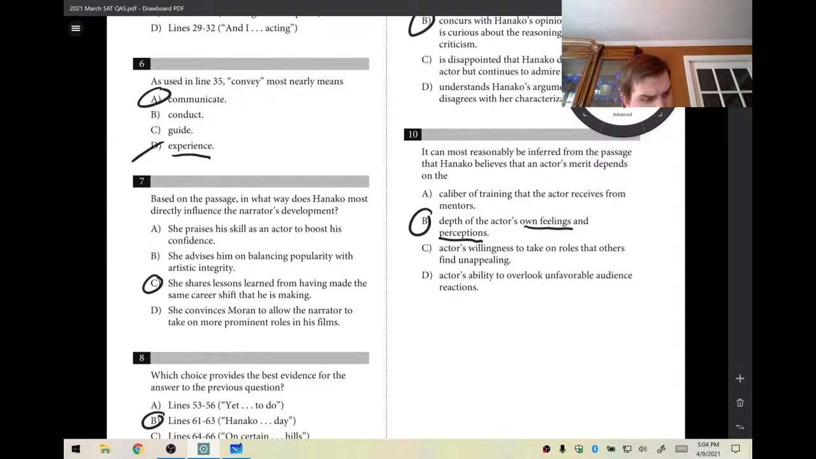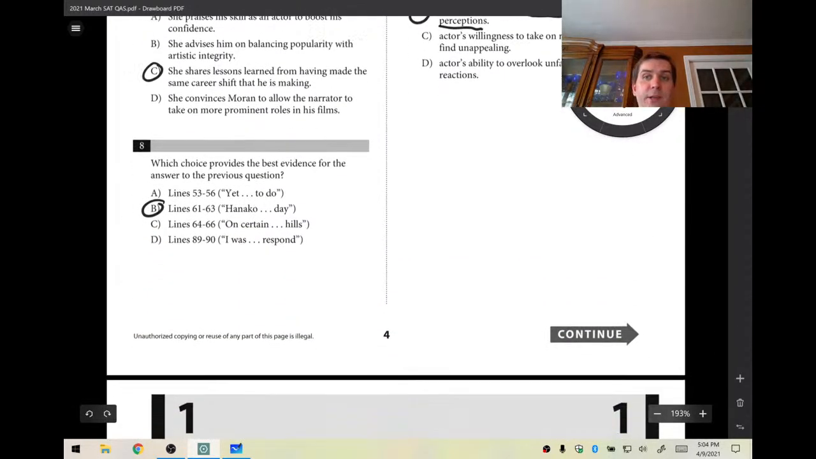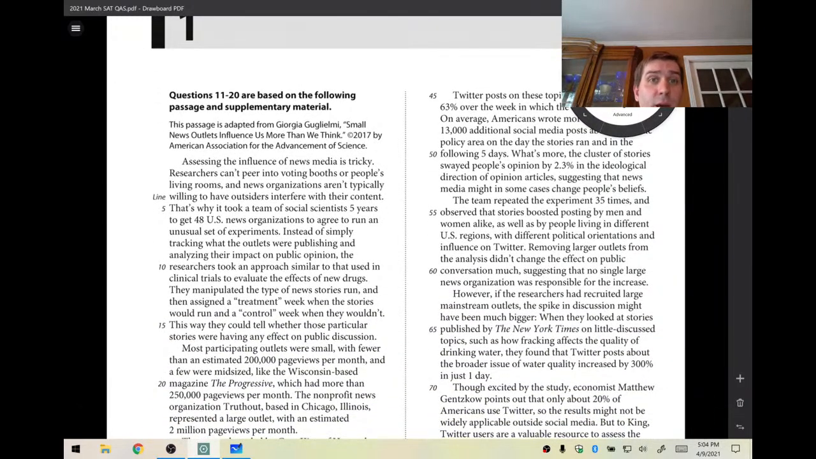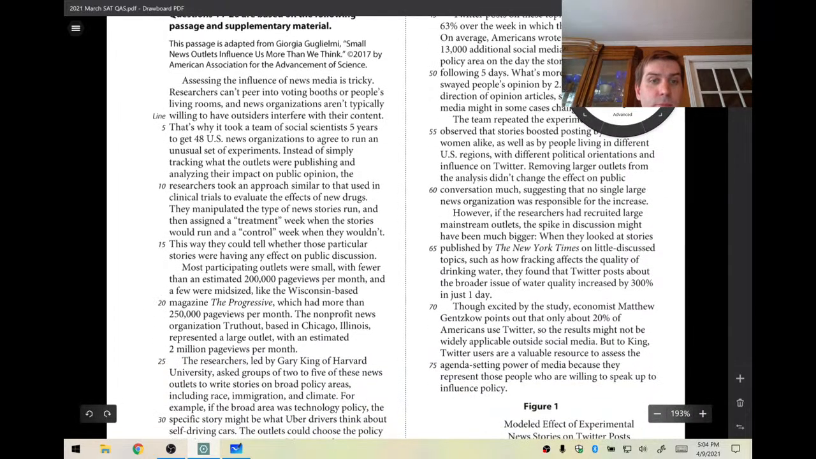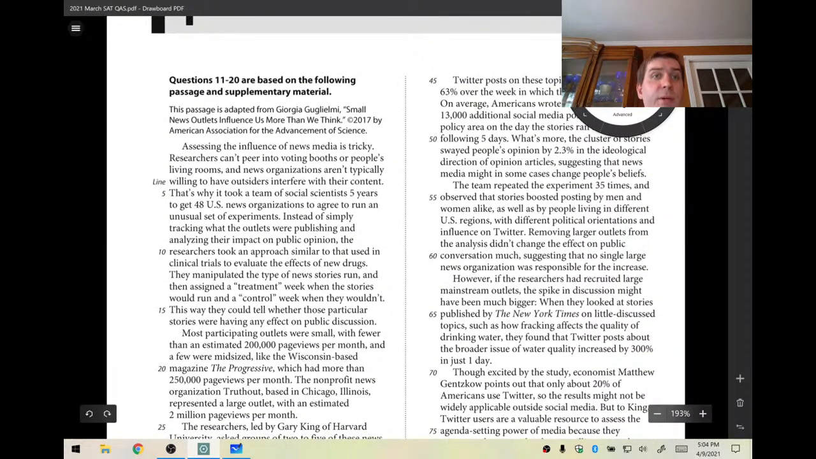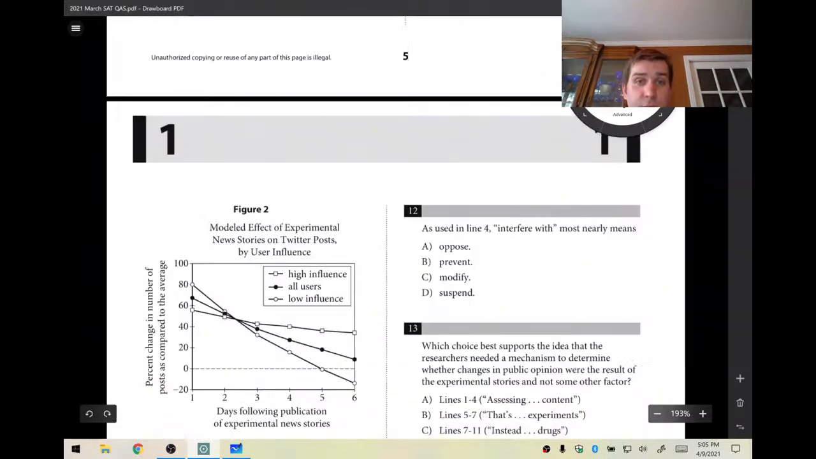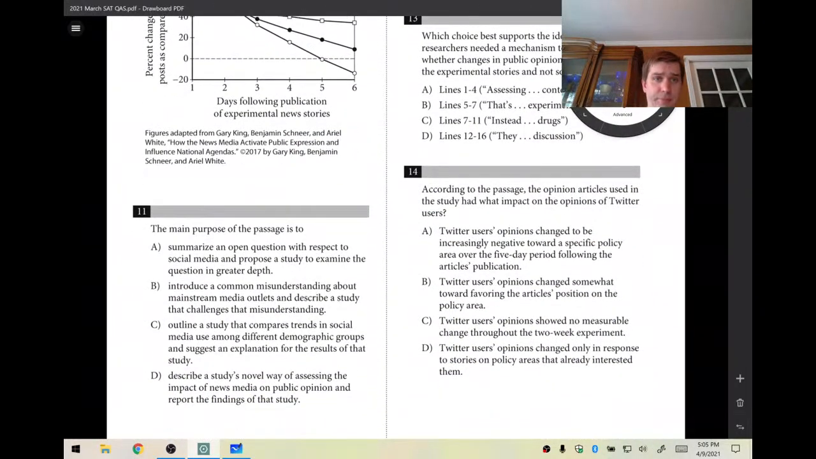And now we are on to the next passage. So that was a literature passage. They always start with a literature passage. I'm not sure why, but that was that one. And now we are on to a science passage. All right, so here we have an experiment. I'm going to read this into the introduction here. So this is from Small News Outlets Influence Us More Than We Think, from 2017 by the American Association for the Advancement of Science. And let's just jump right to the first question, which is question 11.